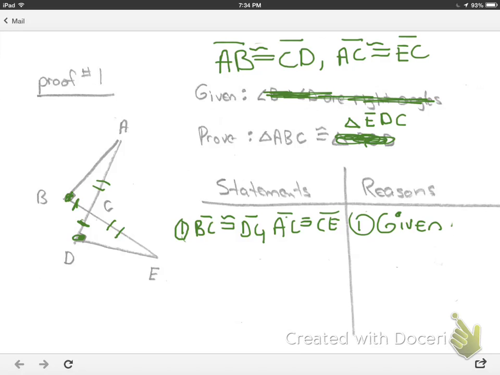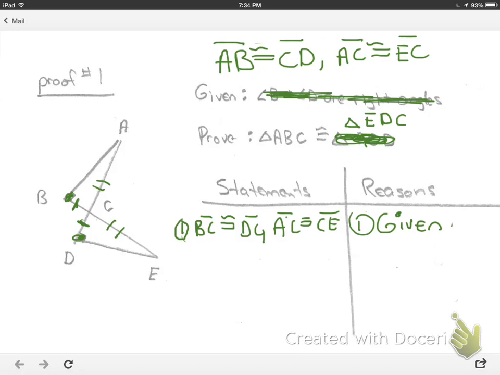And you'll replace that with a given that says that AB is congruent to CD, and you'll notice I have 1 mark on each of them, and that AC is congruent to EC, and I've got 2 marks on each of those. What we're trying to prove then, and you need to change that too, is that triangle ABC is congruent to triangle EDC.